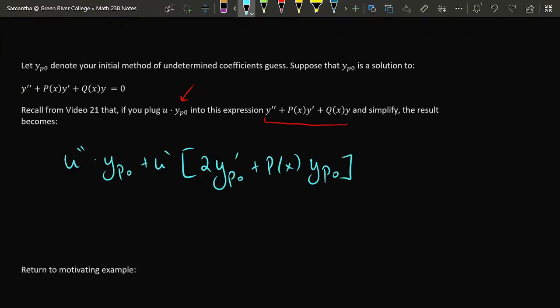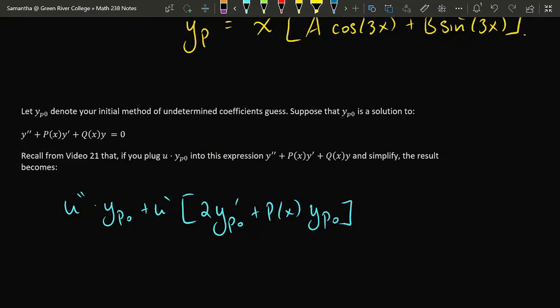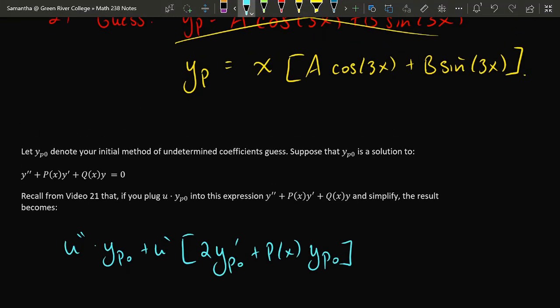So I've gone ahead and copied that expression here, updating it to match the notation of our current situation. Now this formula gives us a very, very convenient shorthand for what we get when we plug something like, for example, x times our initial particular solution guess into the left side of the differential equation in our problem.